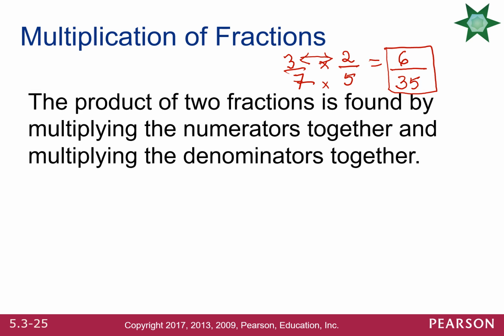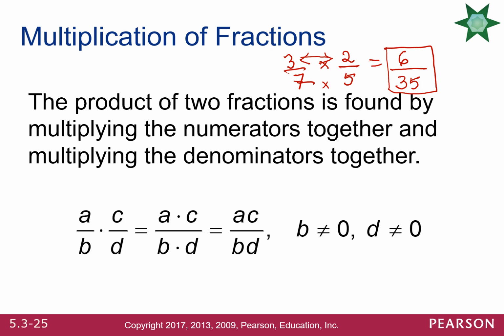The product of two fractions is found by multiplying the numerators, and that's what we did here, together, and multiplying the denominators together. All right, as simple as that. So in general terms, one fraction is a divided by b, and the other fraction is c over d, and we want to multiply them, then just multiply a and c together to get ac, and b and d, the two denominators, are multiplied to get bd.